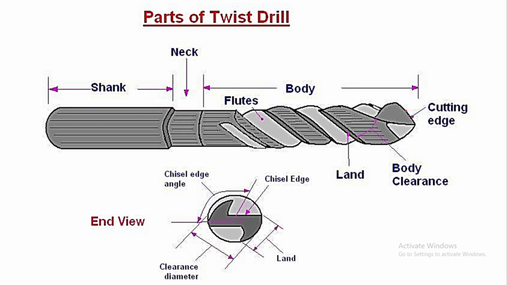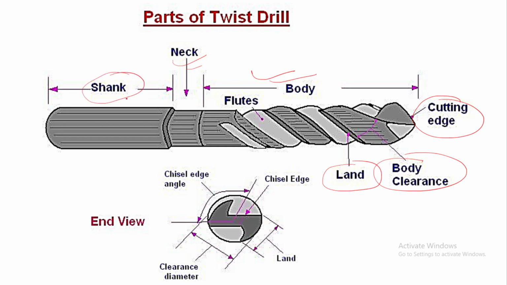So this is the cutting edge, you can see. This is the body clearance, this is the land of the drill bit, and this part is called the body of the drilling tool. This is the neck part in between, as the human neck is in between the head and the entire body. Similarly, this is the body and this is the neck, and you can say this is the head. The head is the shank, so this is the shank portion, and then the neck, and then this is the body.